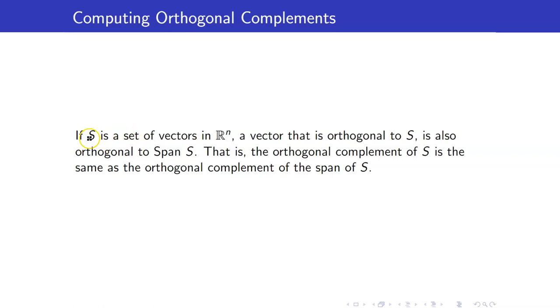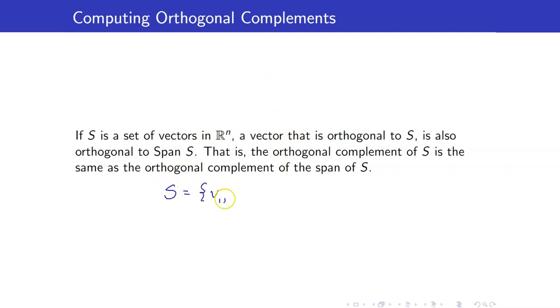Now, how do we compute for the orthogonal complements? Here's the thing. If S is a set of vectors in Rn, a vector that is orthogonal to S is also orthogonal to the span of the entire S. So that is, the orthogonal complement of S is the same as the orthogonal complement of the span of S.